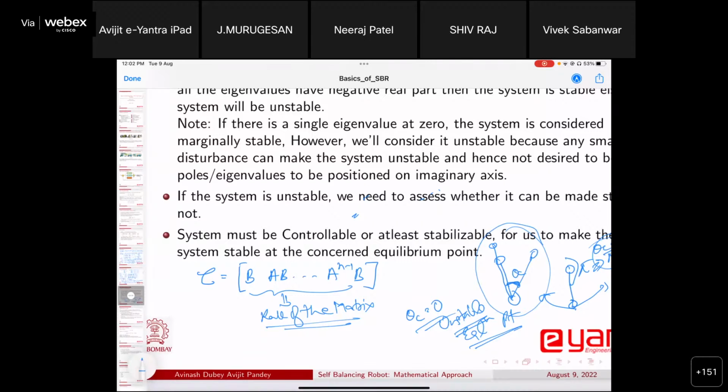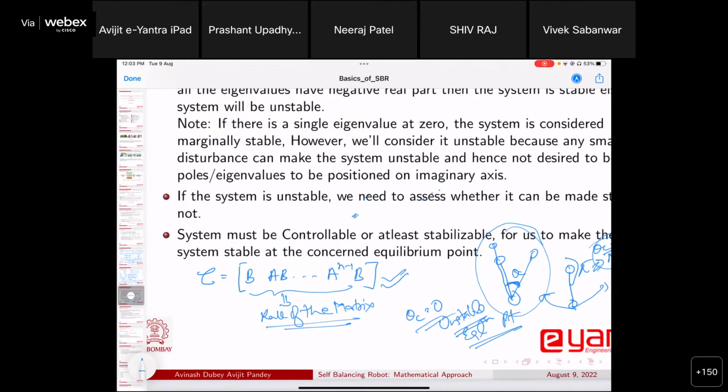Rank of the matrix usually means how many independent columns or rows you have. For a square matrix, rows and columns are equal in nature. If it is a 4 cross 4 matrix, full rank means there are 4 independent columns, so each of them you can independently control. If your controllability matrix is full rank, then the system is called controllable, and you can stabilize it. If there are some eigenvalues which are not controllable, then it is a problem. You might not be able to design the controller.